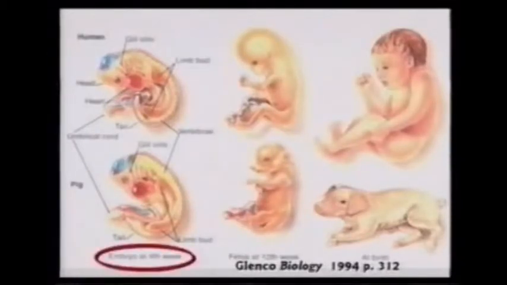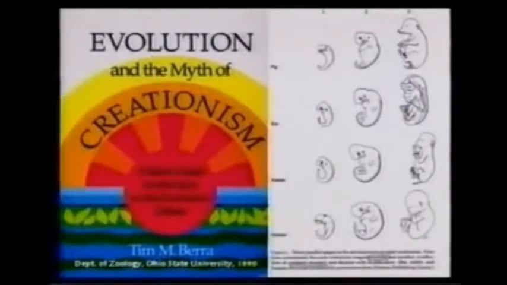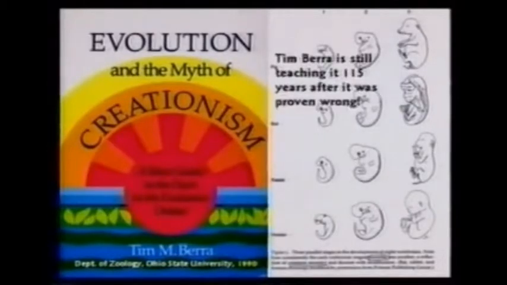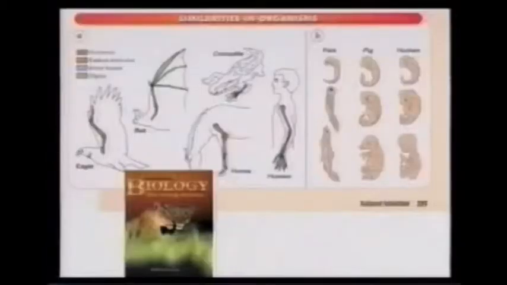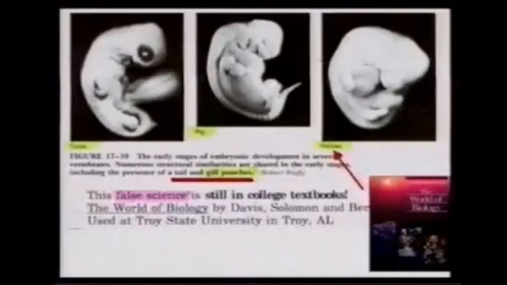This biology textbook says the human embryo has gills. Here's this Tim Barra writing his book on the myth of creationism. And he mentions the gills are evidence for evolution. You're only 115 years behind, Tim. Miller's still teaching it 125 years after it was proven wrong. I debated Miller on the radio on a St. Louis radio station one time. There's a college textbook still teaching the kids the embryo has gills.